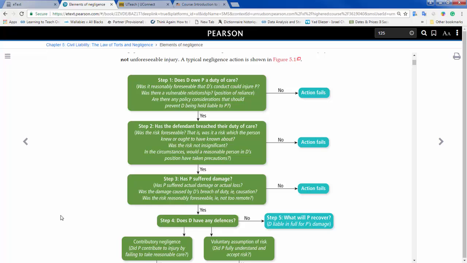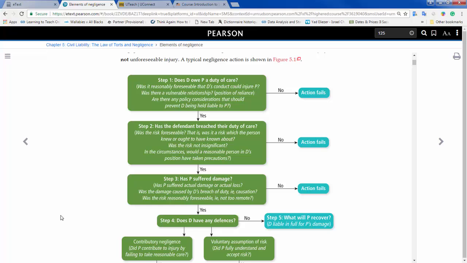Once we are successful on the second element, we move to the third one, which asks us, has the plaintiff suffered damages? Another three questions we have to ask. First, has the plaintiff suffered actual damage or actual loss? The second, was the damage caused by the defendant's breach of duty, thus causation? And was the risk reasonably foreseeable, i.e. not too remote?